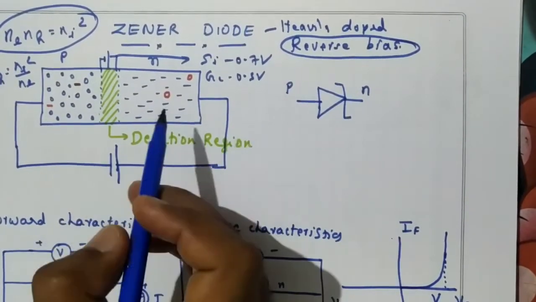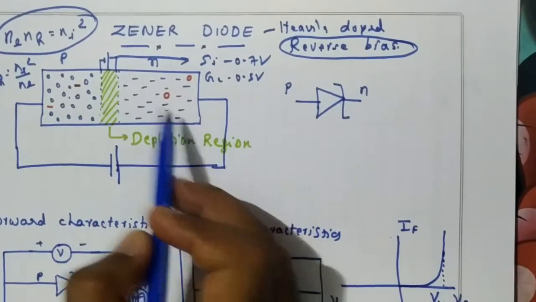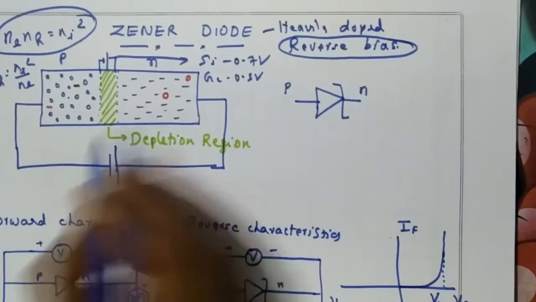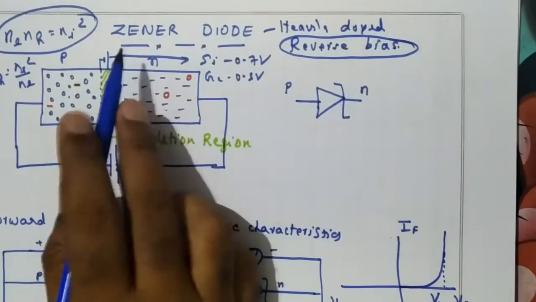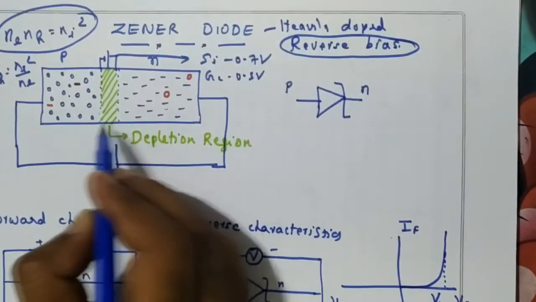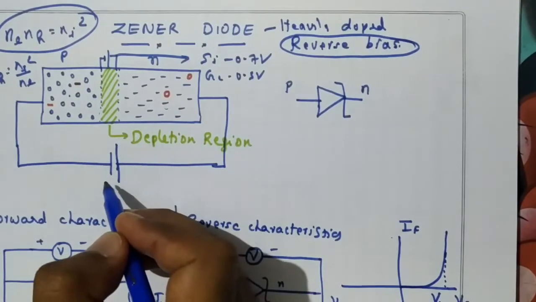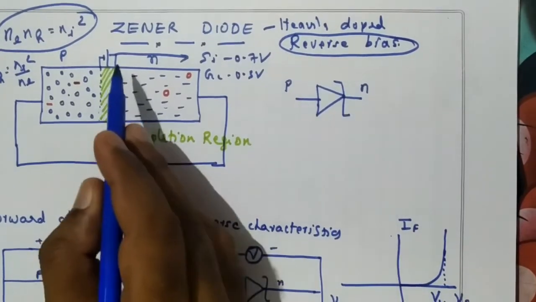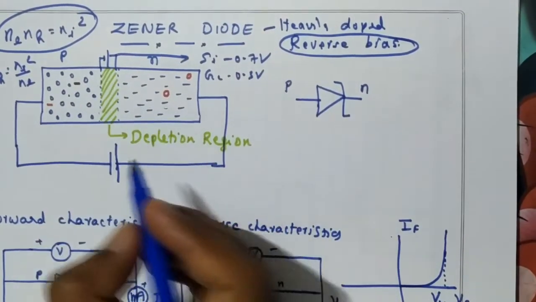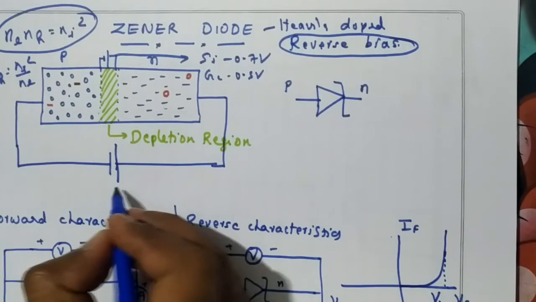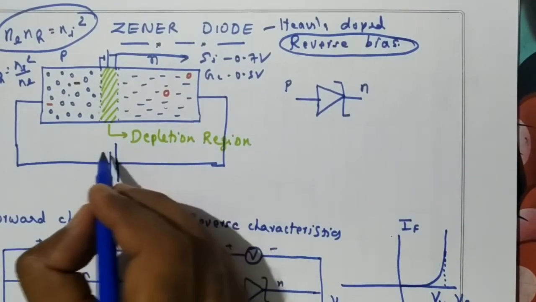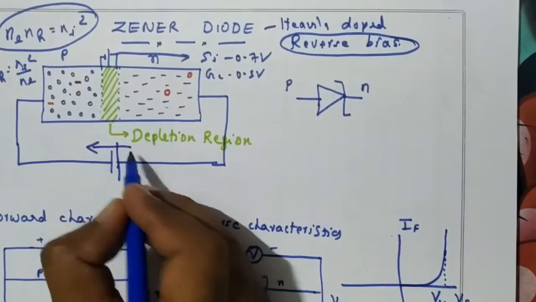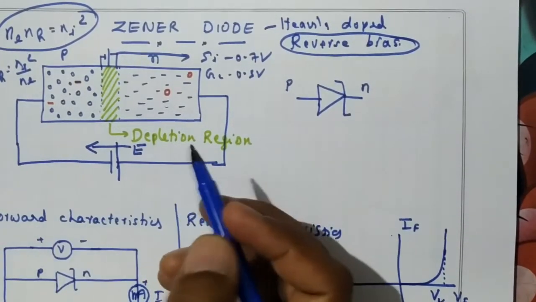The width of the depletion region in the ordinary diode is more than in the Zener diode. But in both cases, ordinary or Zener diode, the width of the depletion region increases with increase in reverse voltage. Now, you know that because of this barrier potential, there is an electric field generated from higher potential to the lower potential. Higher potential is N side, lower potential is P side. This is the electric field of the junction.